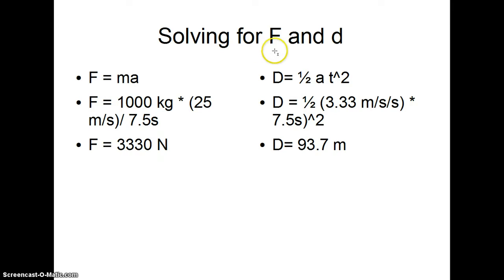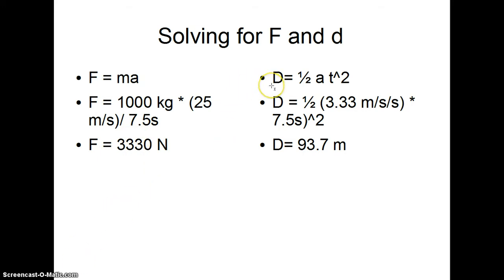So in solving for the force and the displacement, here's Newton's second law, the mass of the object multiplied by the acceleration. And we have a 1,000 kilogram object, and it's going from 0 to 25 meters per second. So the change in the velocity is 25 meters per second is really what I'm saying here. And that gets divided by 7.5 seconds. So the force is 3,330 newtons.